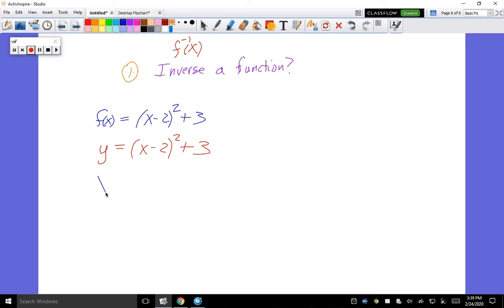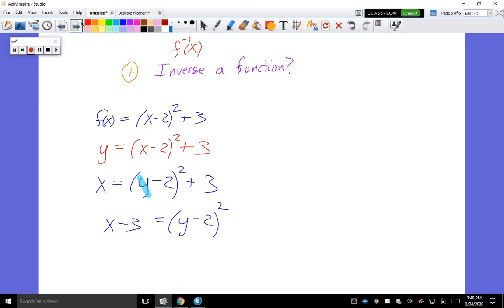Inverse is, you know that you're supposed to switch the x, no worries. You'll switch the x and the y. Now solve for your new y piece by getting y alone. And when you do, that's your inverse function. Okay? Here we go. Subtract 3. Here we go. Big important step right here.